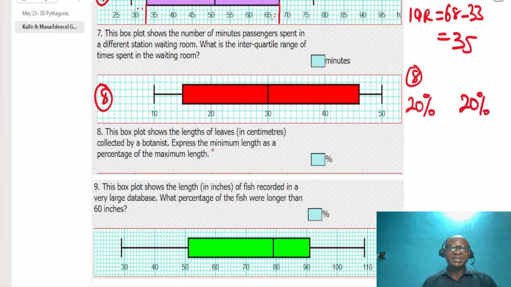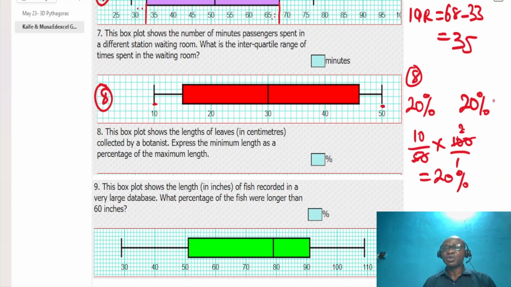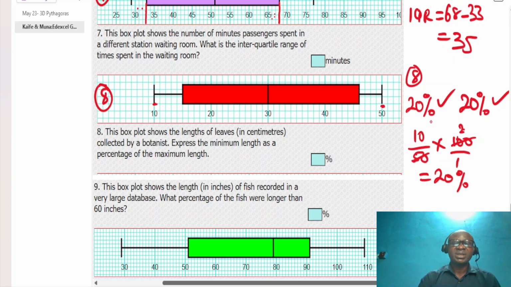The minimum length here is 10. The maximum length is 50. So what you need is to write 10 over 50, multiplied by 100 over 1. So 50 can come into 100 two times, and 2 times 10 is 20%. Both of you are correct in number 8. Mark it. You are very accurate.